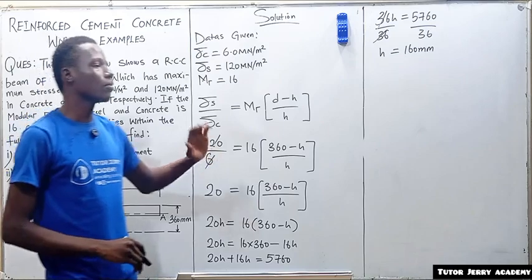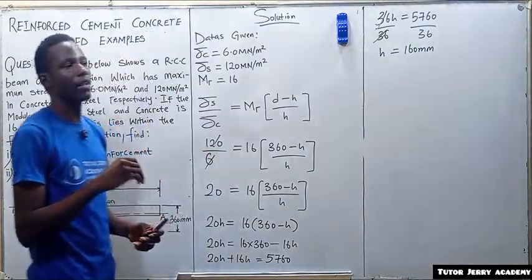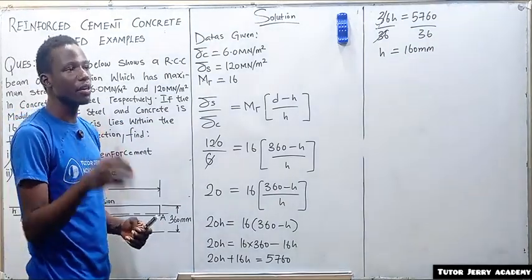So recall the formula that says sigma S all over sigma C is equal to b h all over what?